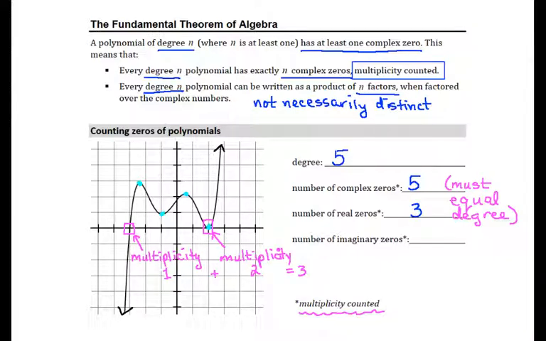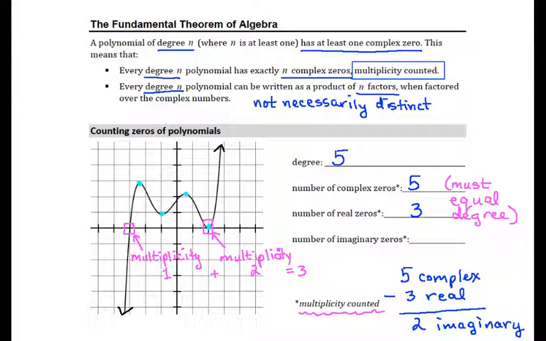Now, the way that we calculate the number of imaginary zeros is like this. We have 5 complex. We subtract off the 3 real to find that we have 2 remaining. And those are our imaginary or non-real zeros. They may not be pure imaginary, but they are at least zeros with a non-zero imaginary part.